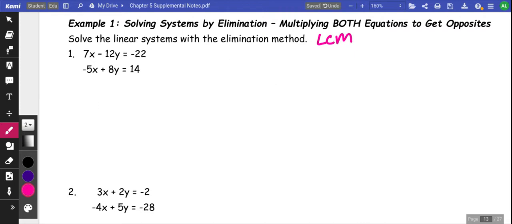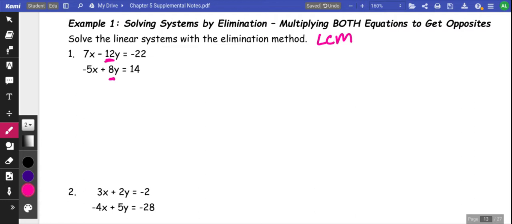So let's say I wanted to eliminate my y's. I want to think, what's the smallest thing I can multiply 12 by and multiply 8 by where they have a number in common? I want their coefficients to be the same number, just with different signs, so I can cancel them out. Some people struggle with this because they can't think of the multiples super easily.